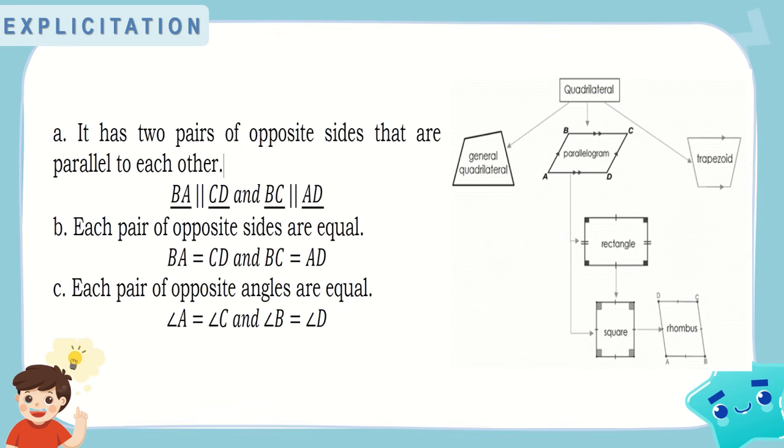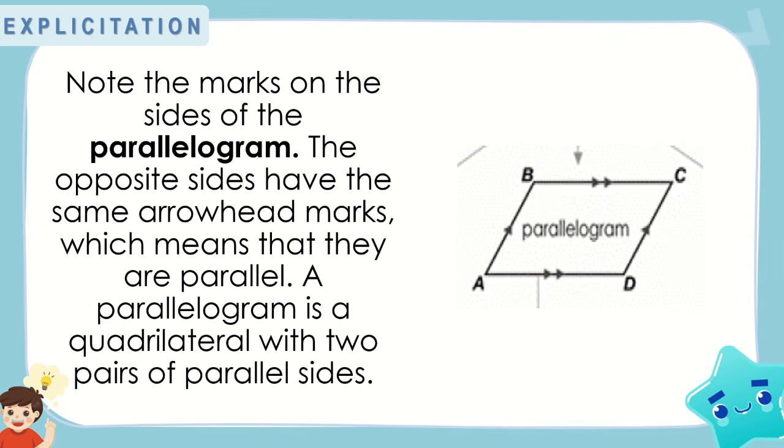Each pair of opposite angles are equal. Angle A is equal to angle C, and angle B is equal to angle D. Note the marks on the sides of the parallelogram. The opposite sides have the same arrowhead marks, which means that they are parallel. A parallelogram is a quadrilateral with two pairs of parallel sides.